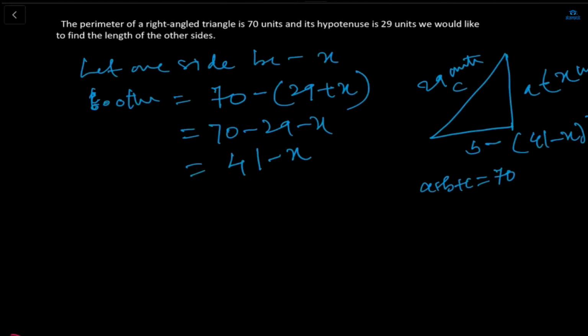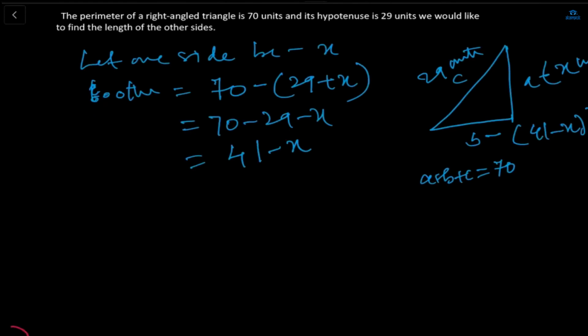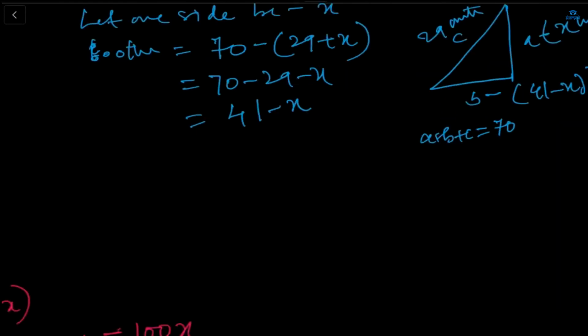Now you can form the equation. x plus 41 minus x plus 29 will give you 70. So after solving this equation, you will get the values as 20 and 21. Okay, 20 and 21. Got it?